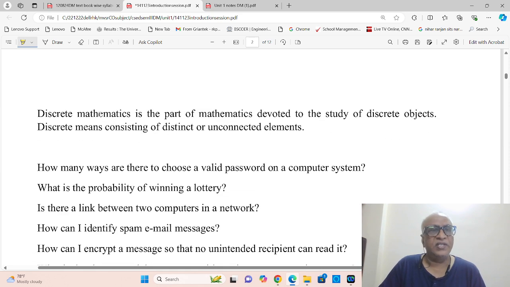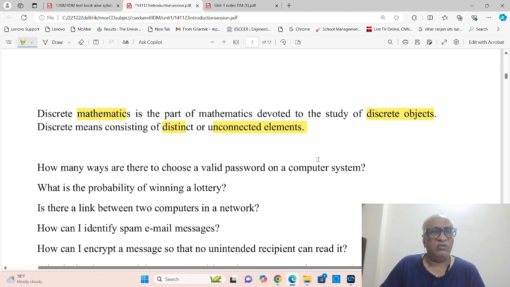So, what exactly is discrete mathematics? Discrete mathematics is part of mathematics. It studies discrete objects, right? And what is the meaning of discrete objects? They are distinct, unconnected elements.